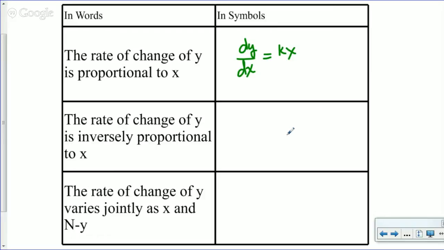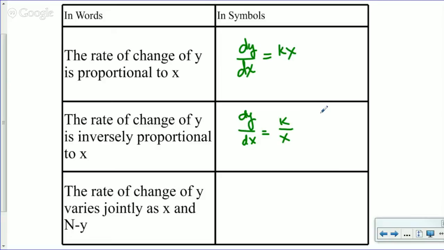Okay. The second one, the rate of change of y is inversely proportional to x. So in other words, as y increases, x decreases, and vice versa. So the rate of change of y is inversely proportional. Do you remember how to do that? So as the rate of change of y increases, x decreases. Okay, so x needs to be in the denominator.